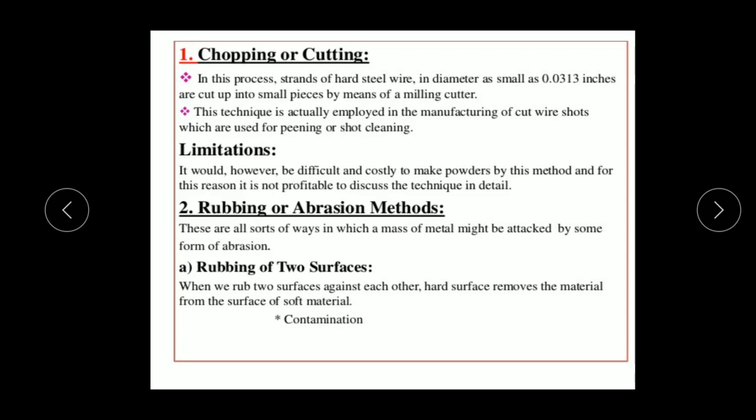The second method is the rubbing or abrasion method. There are all sorts of ways in which a mass of metal might be attacked by some form of abrasion. In that, A, rubbing of two surfaces. When we rub two surfaces against each other, the hard surface removes material from the surface of the soft material.